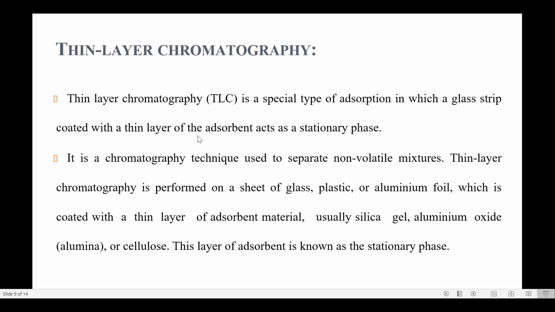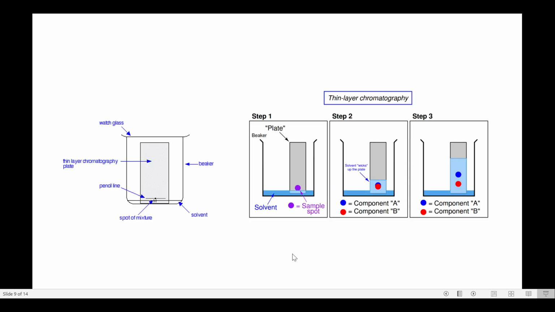So using that, a thin layer will be coated on the glass plate and that will be dipped in a beaker containing the solvent. It is a chromatographic technique used to separate non-volatile mixtures. Thin layer chromatography is performed on a glass sheet, plastic or aluminium foil, which is coated with a thin layer of adsorbent material, usually silica gel or aluminium oxide or cellulose.